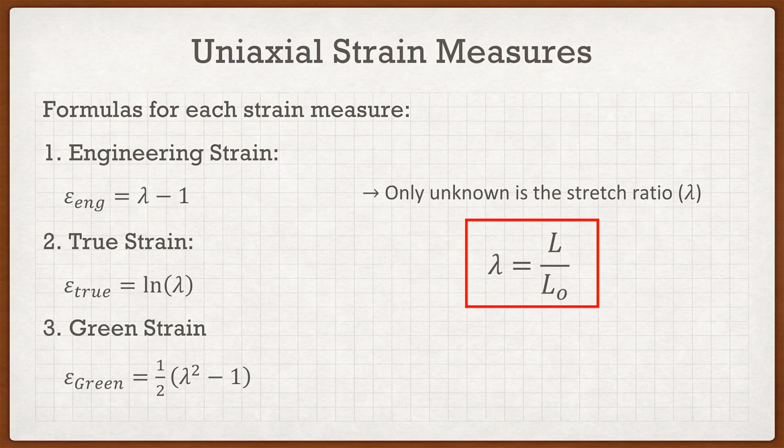So finding the instantaneous length for these is actually very simple. All we have to do is look at each formula, which are very simple in nature, and we just solve for lambda. That's it, that's all, nice and easy. And then the last part of the question says, is there a stretch ratio in which all the strains are the exact same? And there has to be.